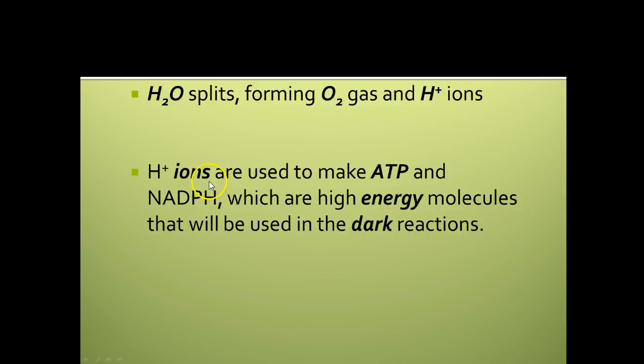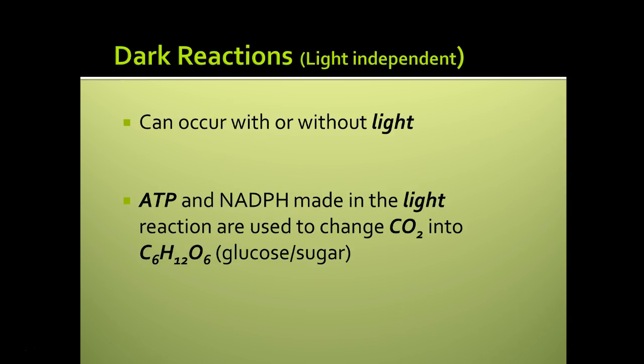Those hydrogen ions are then used to make molecules called ATP and NADPH, which are both higher forms of energy molecules. You might think of them as D batteries, whereas the hydrogen ions are like AAA batteries. So these are higher forms of energy molecules. They're going to be used later in what's known as the light-independent or the dark reactions.